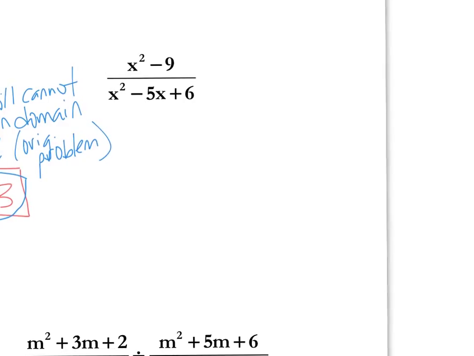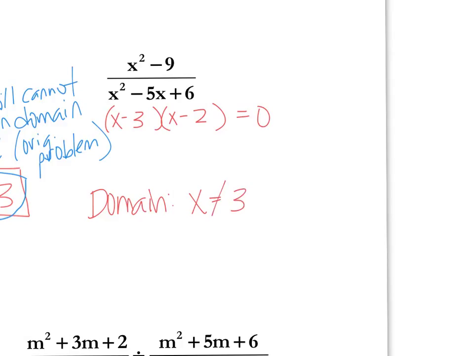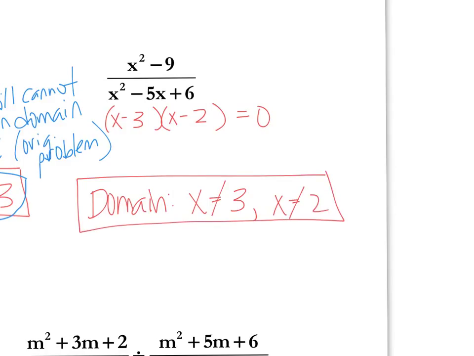Okay, let's try this next one. What I'm going to do first is factor the denominator so that I can tell what values make it equal to 0. So that would be x minus 3, x minus 2. I'm going to equal both of those to 0. And so that means that my domain is going to be x cannot be equal to positive 3 because that would make a denominator equal to 0. And x also cannot be equal to 2.